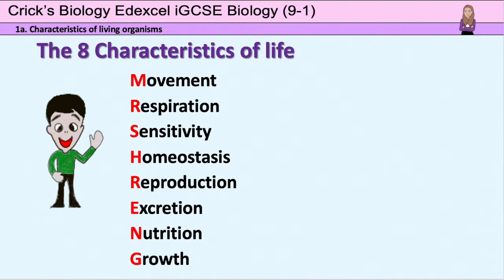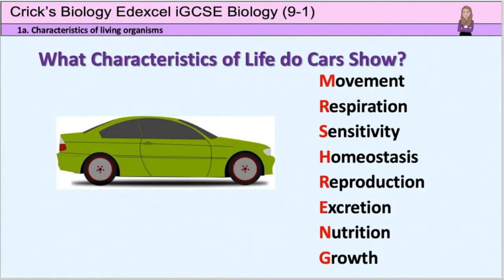Now let's cast our minds back to the car. When you thought about the car and compared it to the 8 characteristics of life remembered by Mr. Schreng, what characteristics do cars show that living things show? They definitely move, as that's the point of them, and they require energy to move that they get from burning fuel, but that is not respiration, as it does not occur in cells.